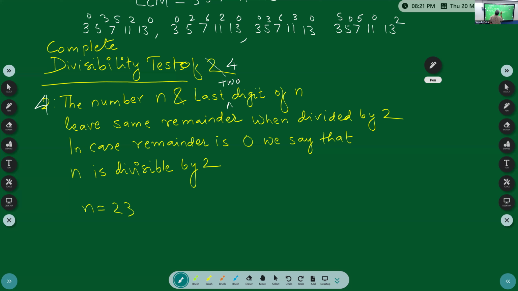Last two digits. The two-digit number represented by the last two digits of n leaves the same remainder as n when divided by 4. In case the remainder is 0, we say that n is divisible by 4. Correct? Now the question is, why is this divisibility test true?